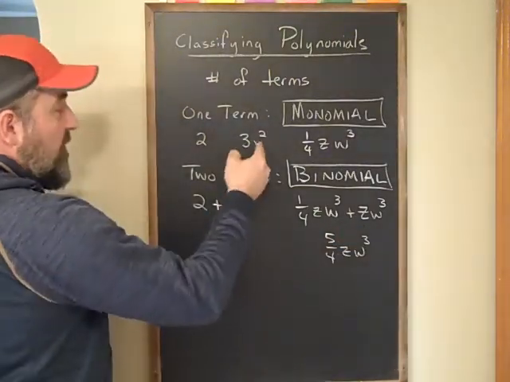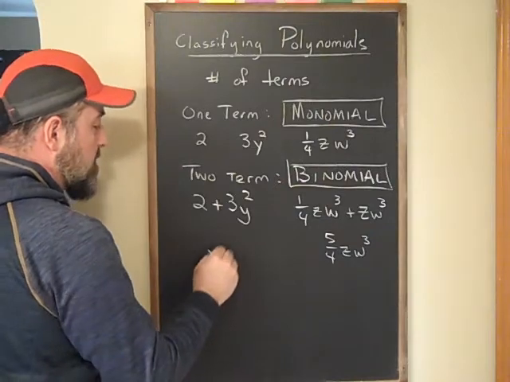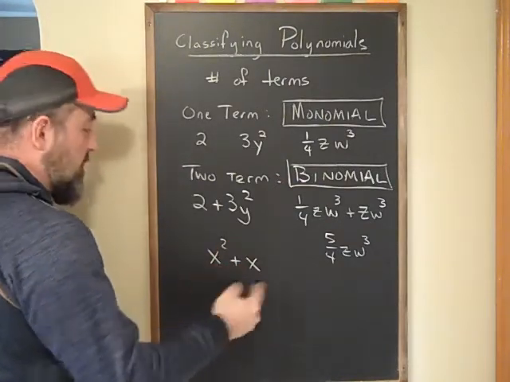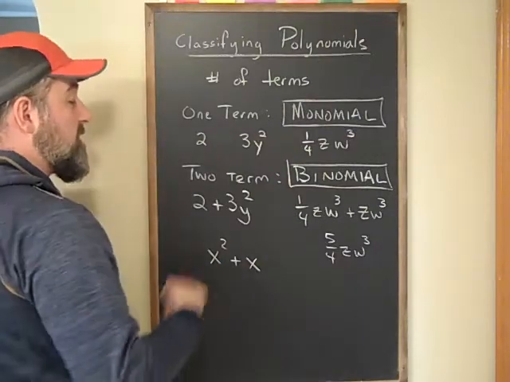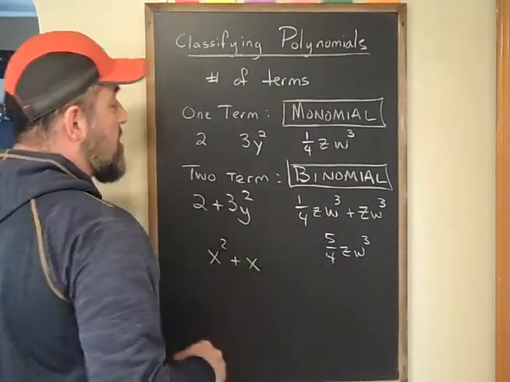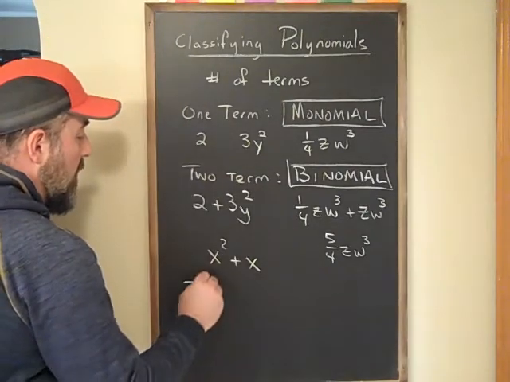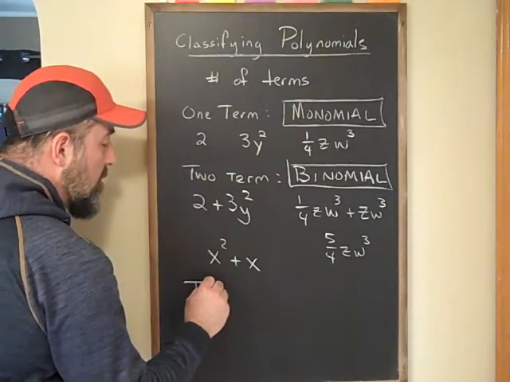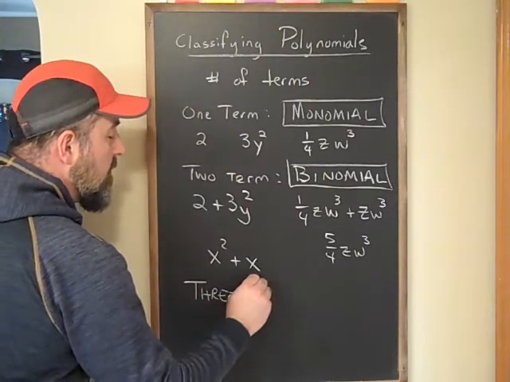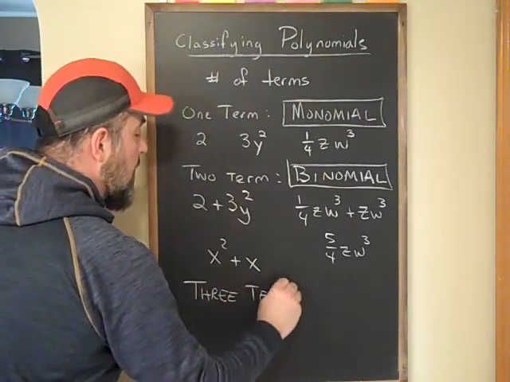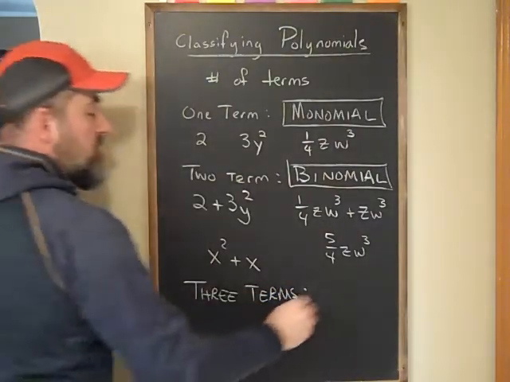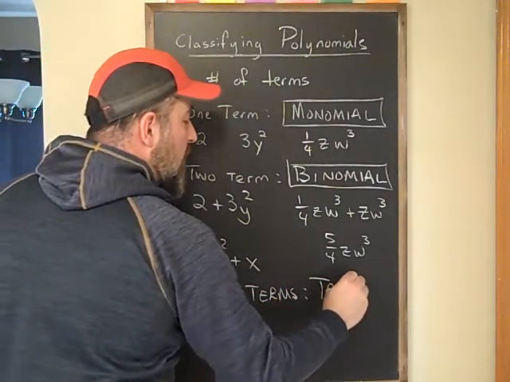So if we were to see something like x squared plus x, this is a binomial because you cannot combine an x squared and an x and simplify it to be 1 term. It's just x squared plus x. That's a binomial. If we see a polynomial that consists of 3 terms, again, these terms are going to be monomial terms. We will call that a trinomial.